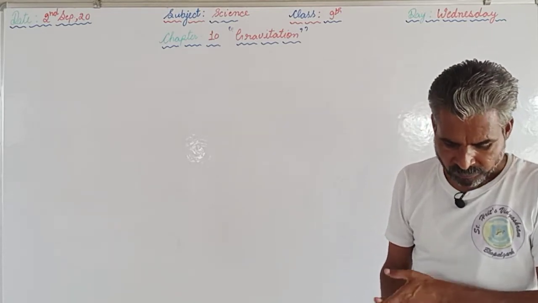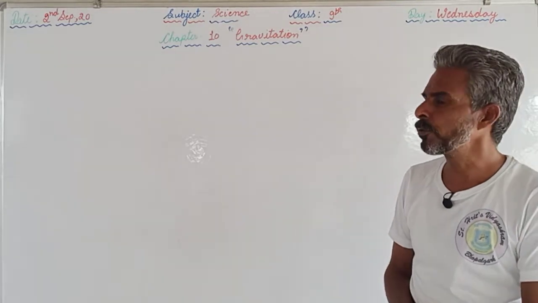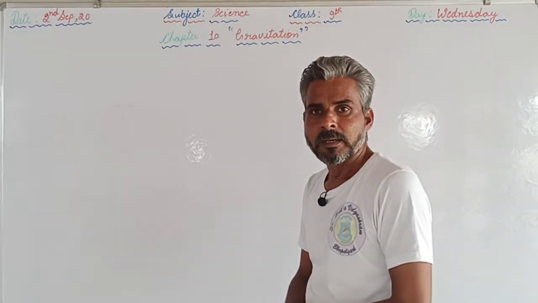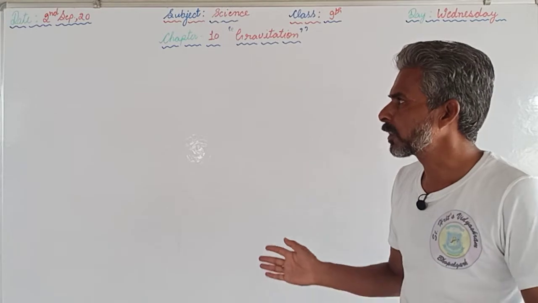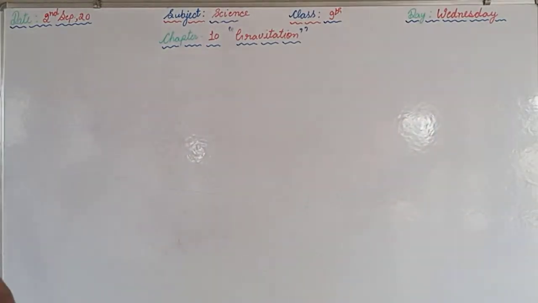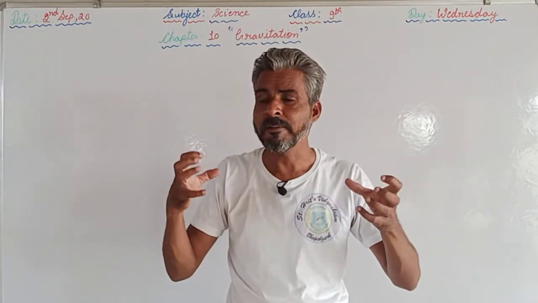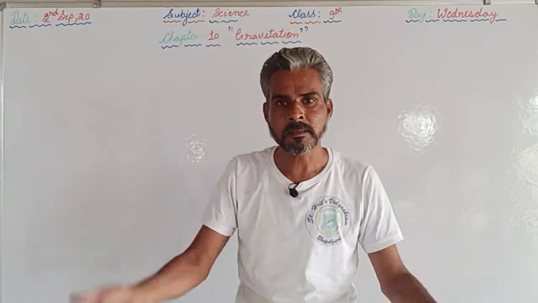So again we are ready with today's video. This video is for class 9th and the subject is science, and we are continuing the same chapter that we have started, that is chapter number 10, and the name of the chapter is gravitation. What is gravitation? We have already discussed. Gravitation means the force with which every object in the universe attracts the other objects.